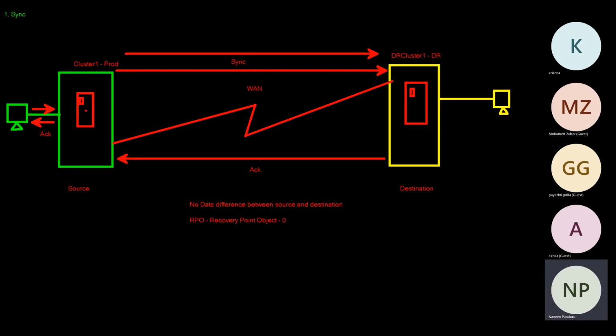Whatever data we are copying is immediately copied to the destination as well, right? Only then does my end user receive the acknowledgement. So even if my source goes down due to a disaster, whatever data I have on the source will be there on the destination as well. That is the reason I call it RPO 0. That means no data loss in the event of a disaster if you apply synchronous replication.